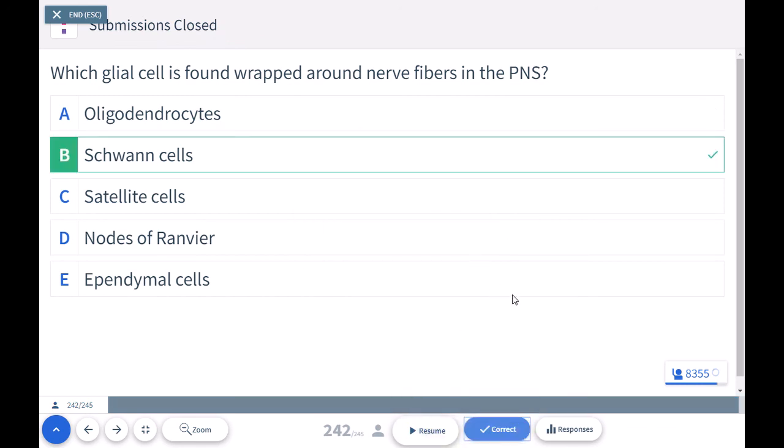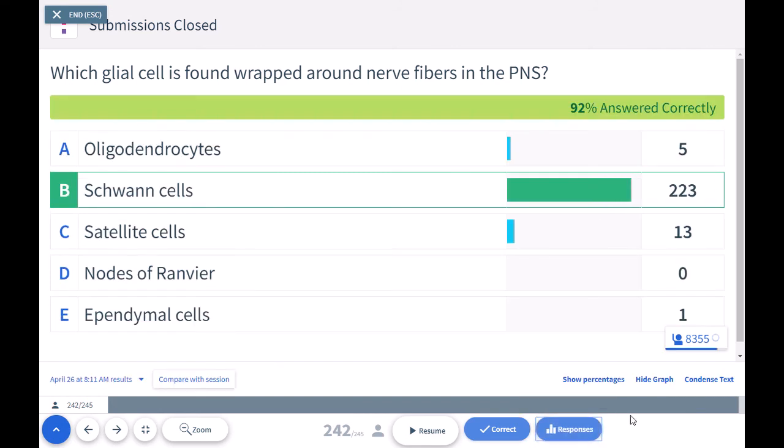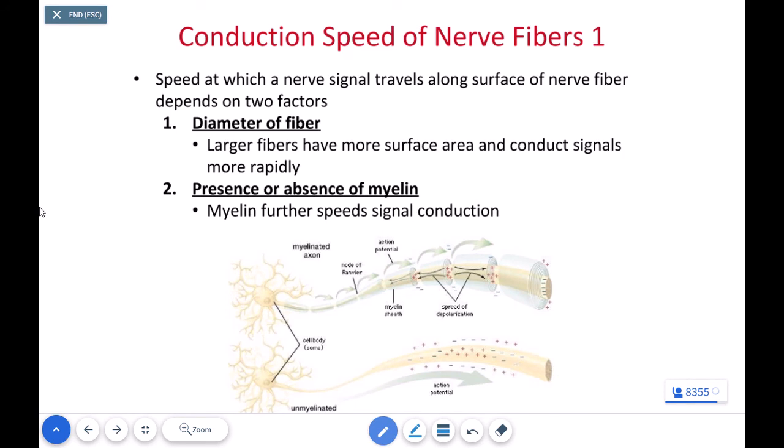The correct answer is Schwann cells, and as a class, we did very respectable. Nicely done. So let's talk about how we conduct the speed, or how we can move those action potentials. There's two methods. We have the fast method and the slow method.